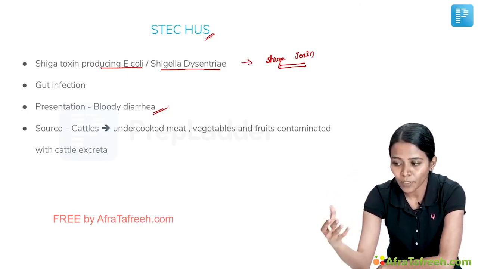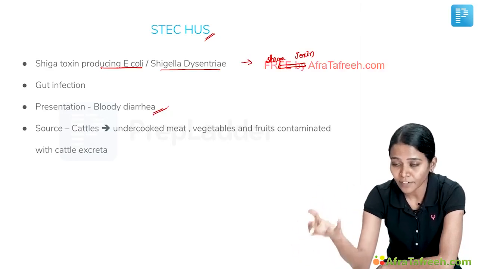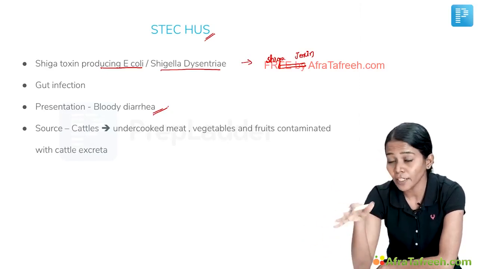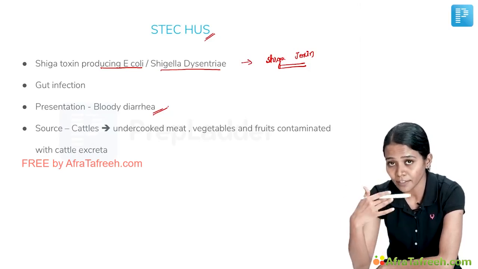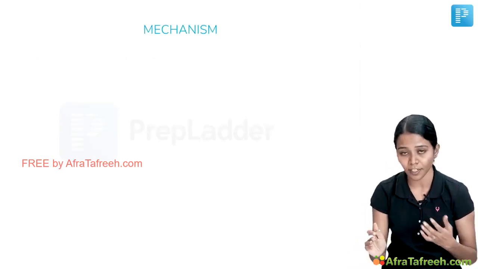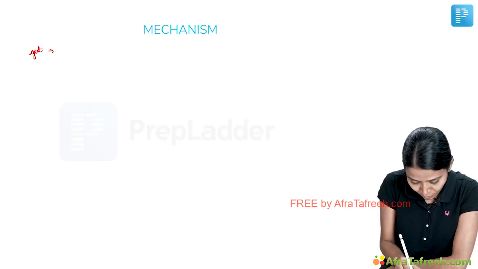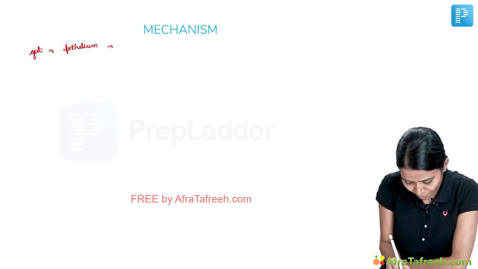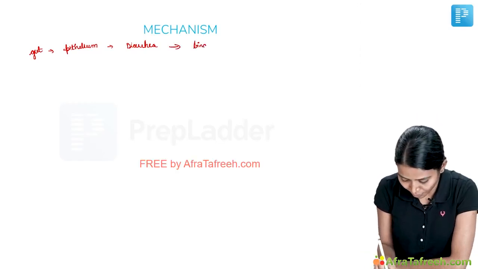So, cattle are going to be free of disease. But if people eat undercooked meat or vegetables and fruits that are taken from a garden which has the cattle excreta and which has not been cleaned properly, this is the way by which E. coli and Shigella dysentery enter the gut. Now, what happens is these organisms, once they enter the gut, destroy the gut epithelium, causing diarrhea, right? Then these organisms are going to bind to gut epithelium.